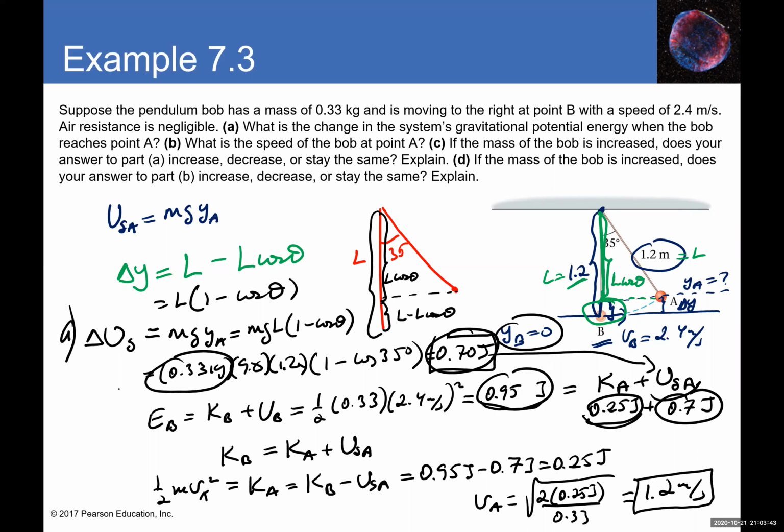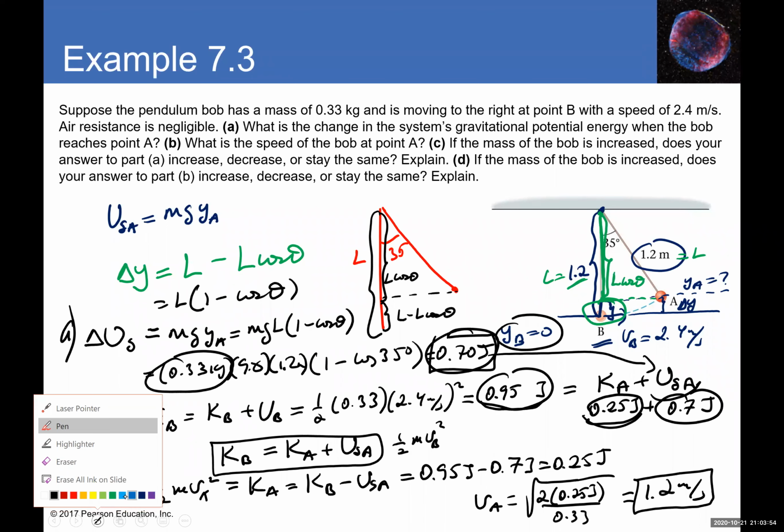Well, in this case, it won't. Because remember, if you look at just this equation, this is 1 half mvb square. Let me do a different color so you guys can see this is complete.